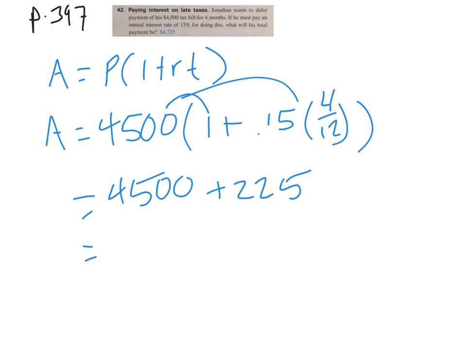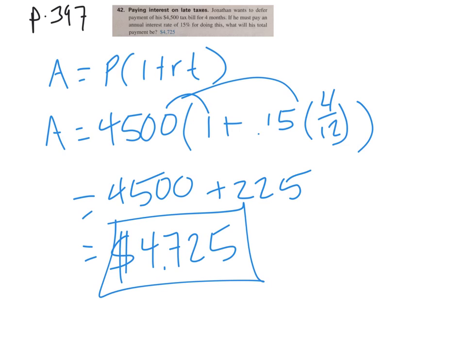And then when you add this together, you should get 4,725. This is in money. And this is how much he's actually going to have to pay back since he's deferring his income taxes. This is a comma, not a decimal, sorry.